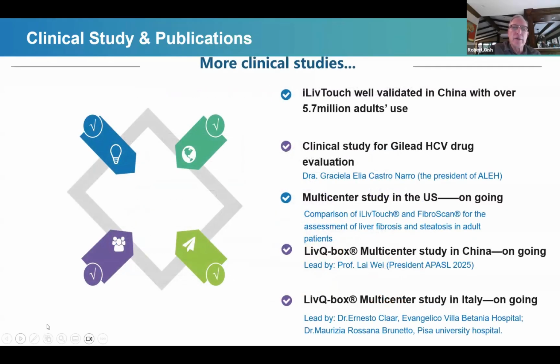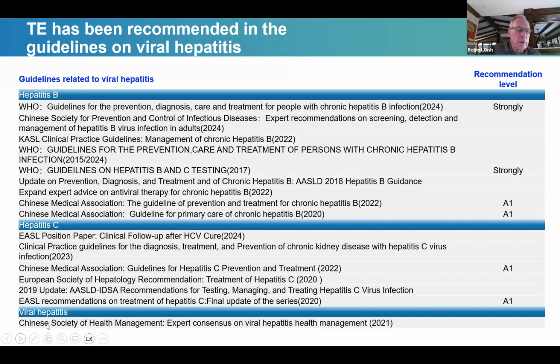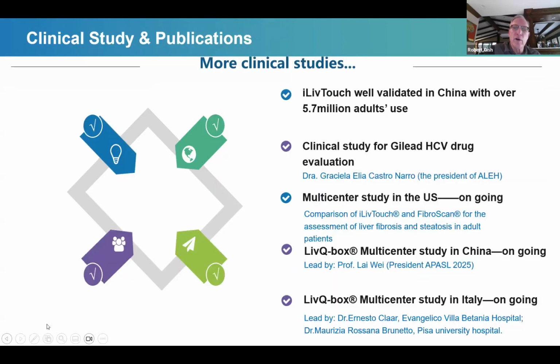More clinical studies. You've got utilization. Oh, I don't know why that went forward. Let's see if I can go back. Over 5 million adults in China, utilization data, clinical study for hepatitis C with Gilead, multi-center study in the US is ongoing, led, I believe, by Dr. Calvin Pan. So other data is ongoing in China and Italy. So there's still research in progress.